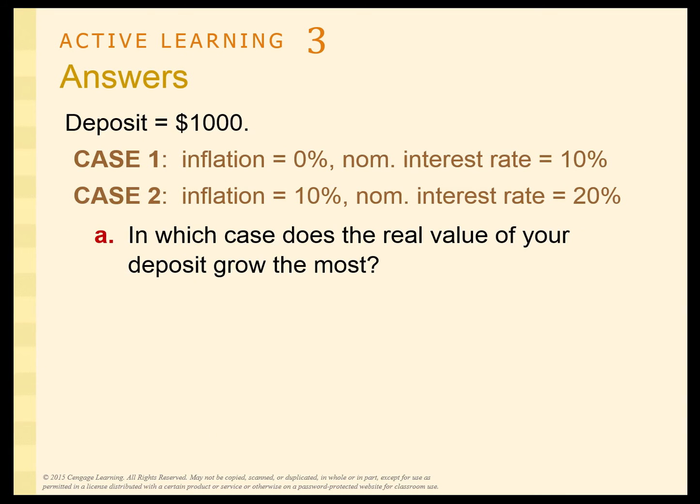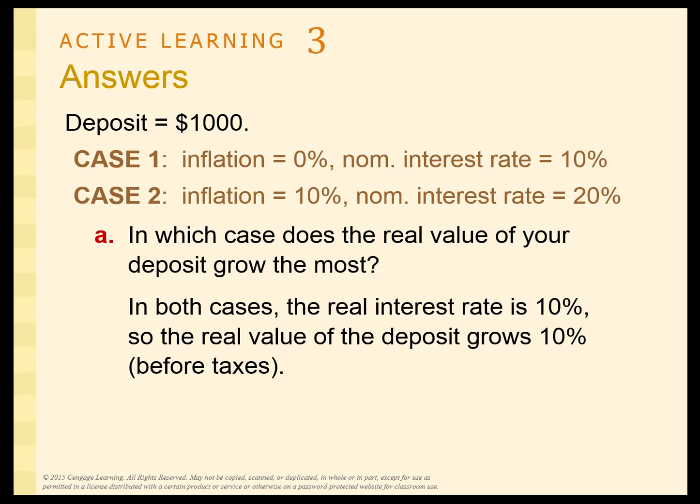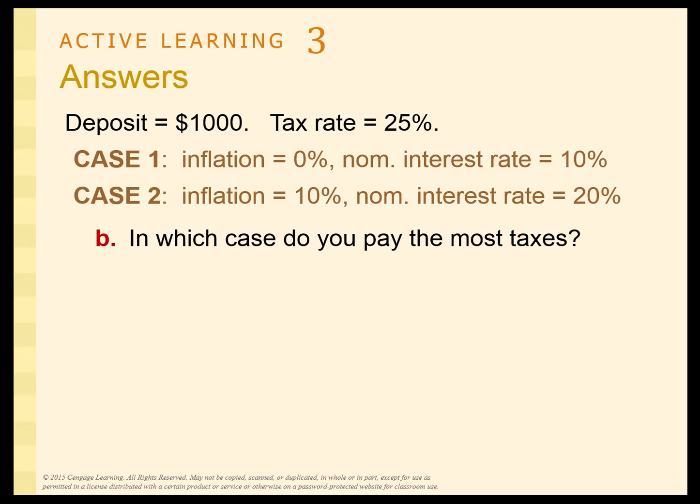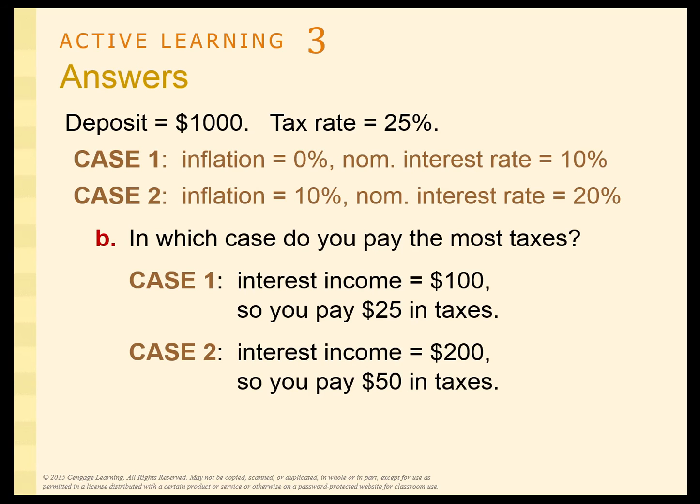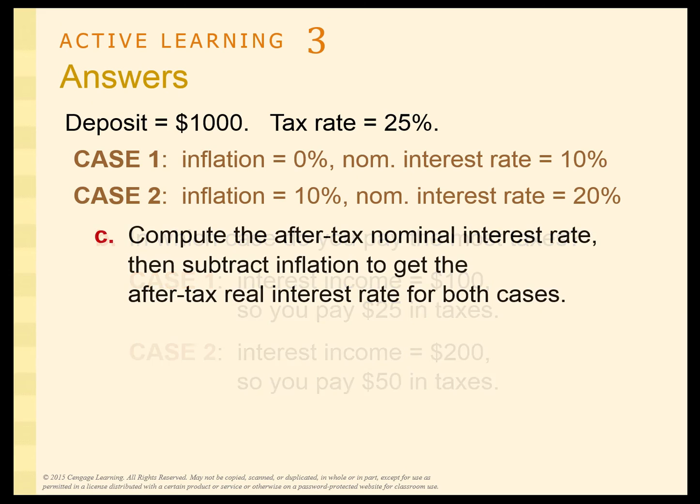All right, let's examine this here. In both cases, the real interest rate is 10%, so the real value of your deposit is the same. As for the most taxes, you pay $25 in case 1, and you pay $50 in case 2, right? Because you make $100 of income: 10% times 1,000 is equal to 100 here, and 1,000 times 20% is equal to 200 here. And so when you apply the tax rate, you pay much more in case 2.